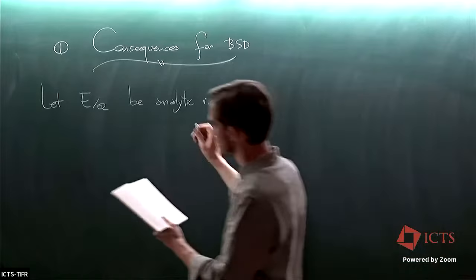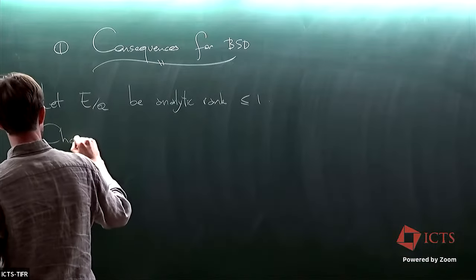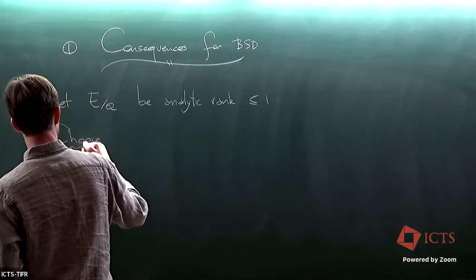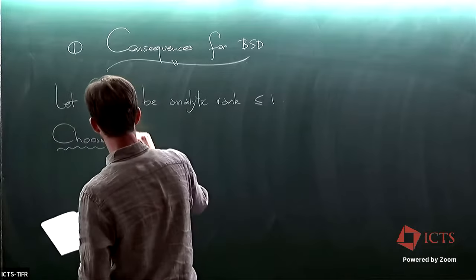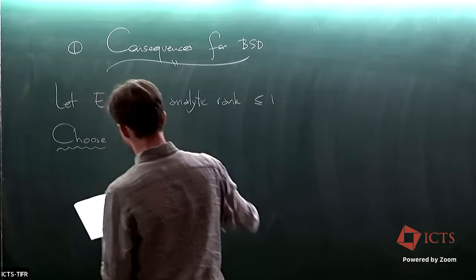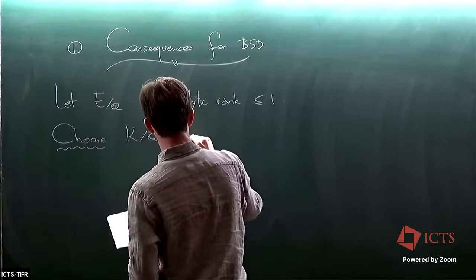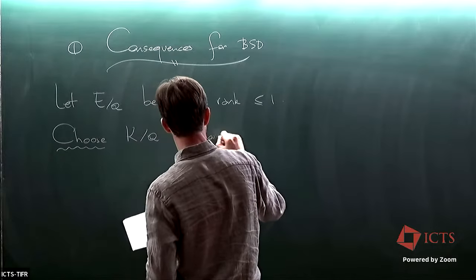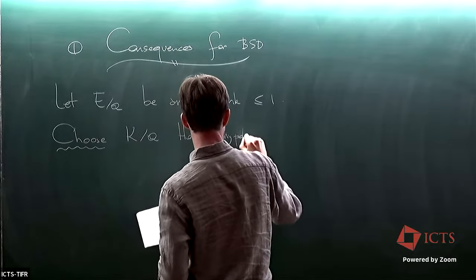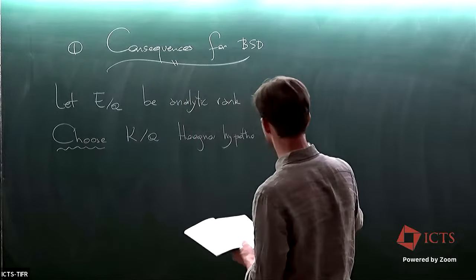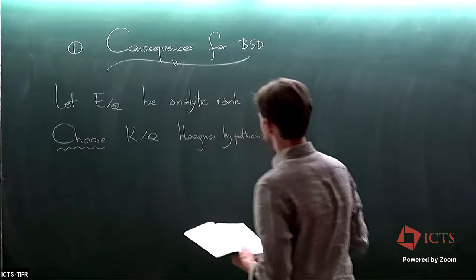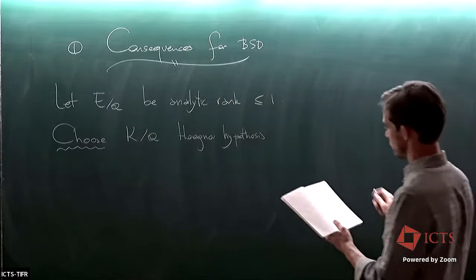So the first thing you need to do is to choose, if that's possible, an imaginary quadratic field that satisfies the Heegner hypothesis. That's certainly possible. That's a congruence condition. So there's infinitely many such discriminants that we can take.